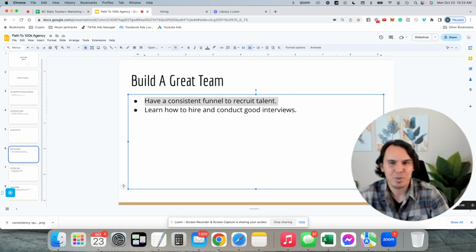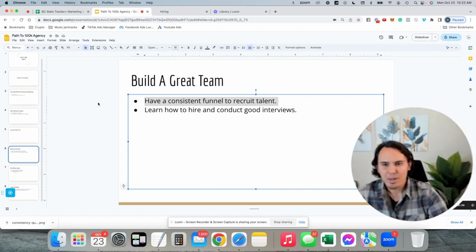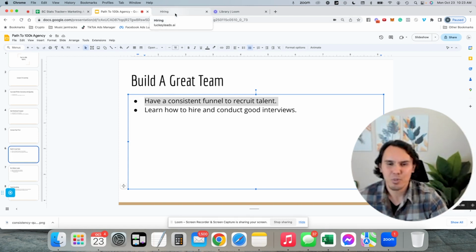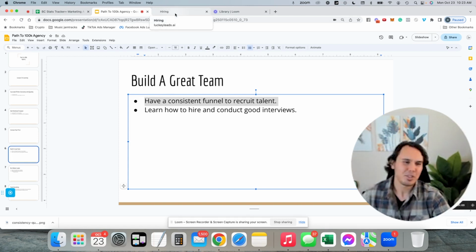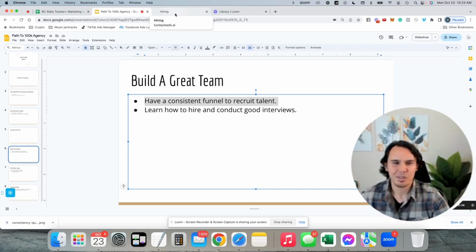Bonuses and incentives based on performance, right? But yeah, that's what I've been learning as far as team building. We now have a funnel that can put people through, built out a whole automation sequence to get interviews consistent, and all that good stuff.